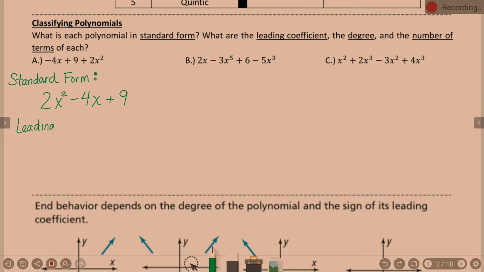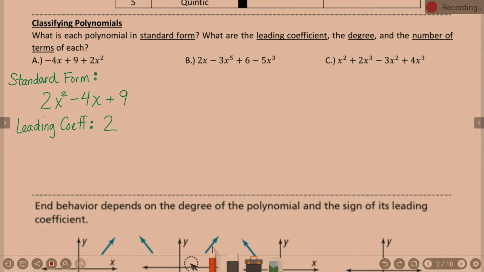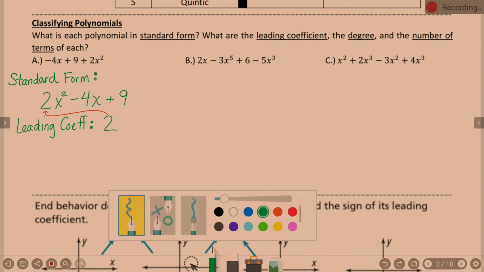Let's talk about leading coefficient. What is that leading coefficient? It is part of 2x squared. The leading coefficient is just the 2. Now, probably better specify which 2. There's a 2 and there's a 2. Okay, the big 2. Leading coefficient, remember, coefficient is a number out in front of x. So that big 2 right there, there's your leading coefficient.